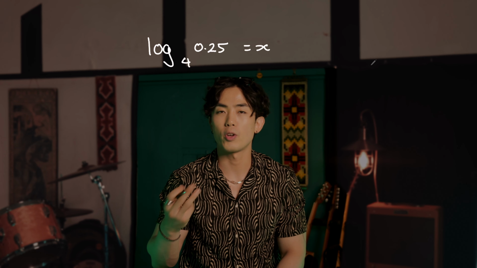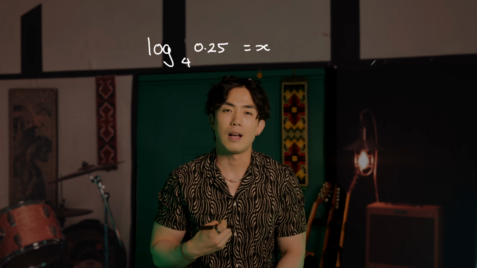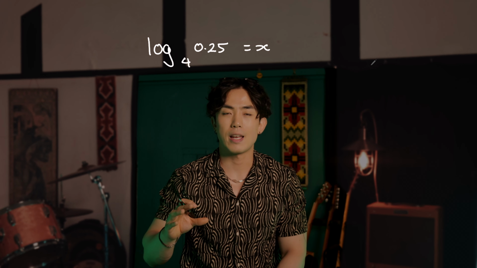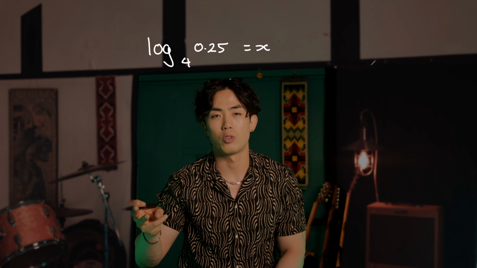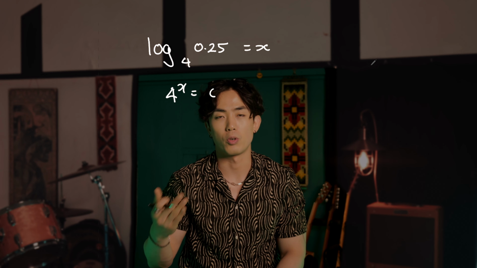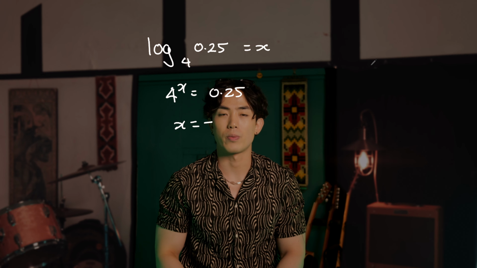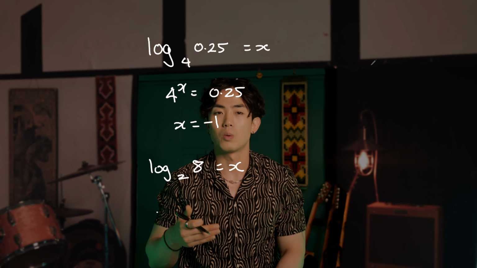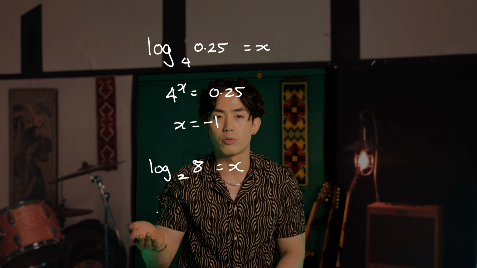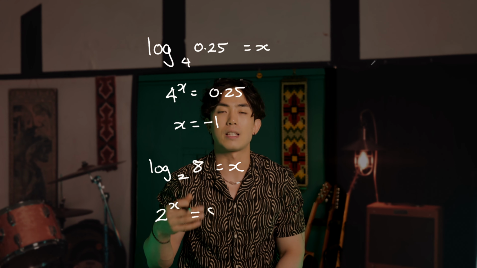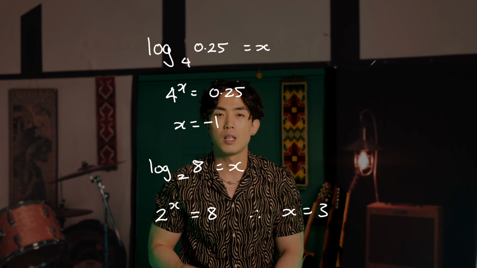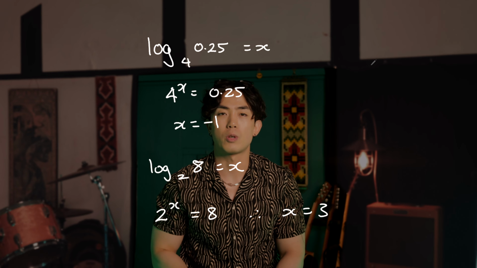Now we actually have to be able to solve some of these log questions. If they ask us, what is the log of 0.25 to the base 4? I can say it's equal to x, and then change it into exponential form. So that would be 4 to the x is equal to 0.25, x is negative 1. Another one would be, what's log 8 to the base 2? Once again, change it into exponential form. So that would be 2 to the power of x is equal to 8, so x is 3. Maybe pause the video here and try these two questions.